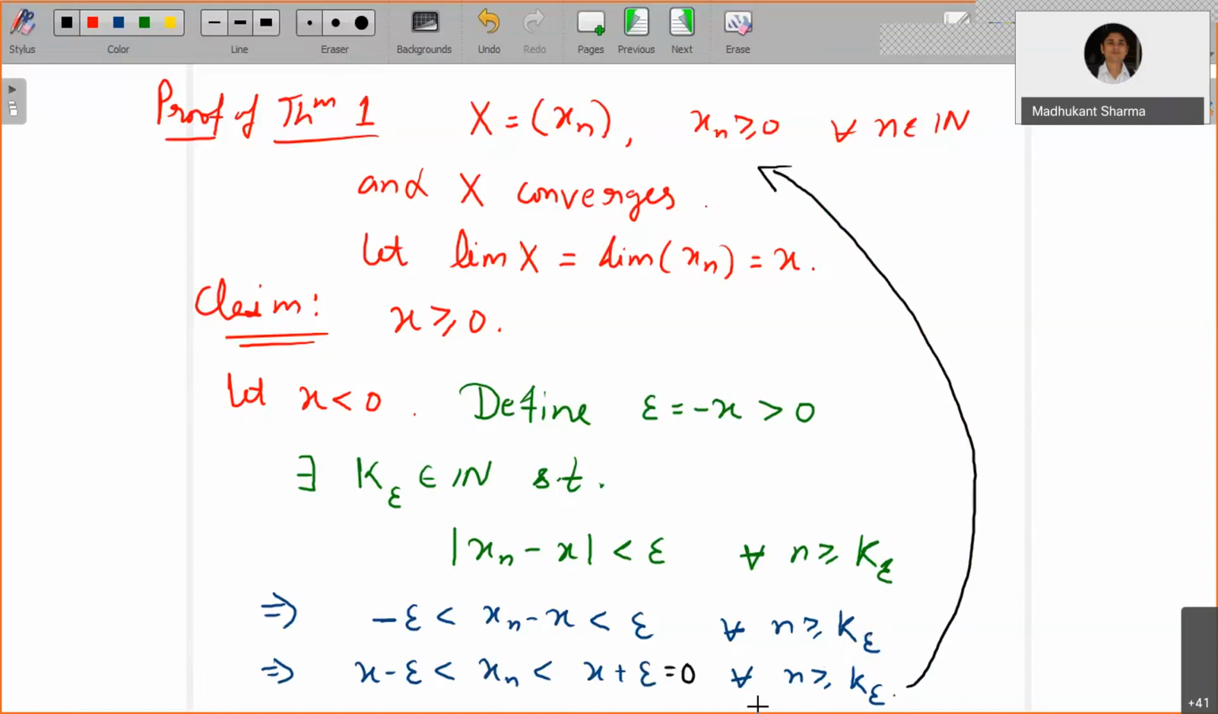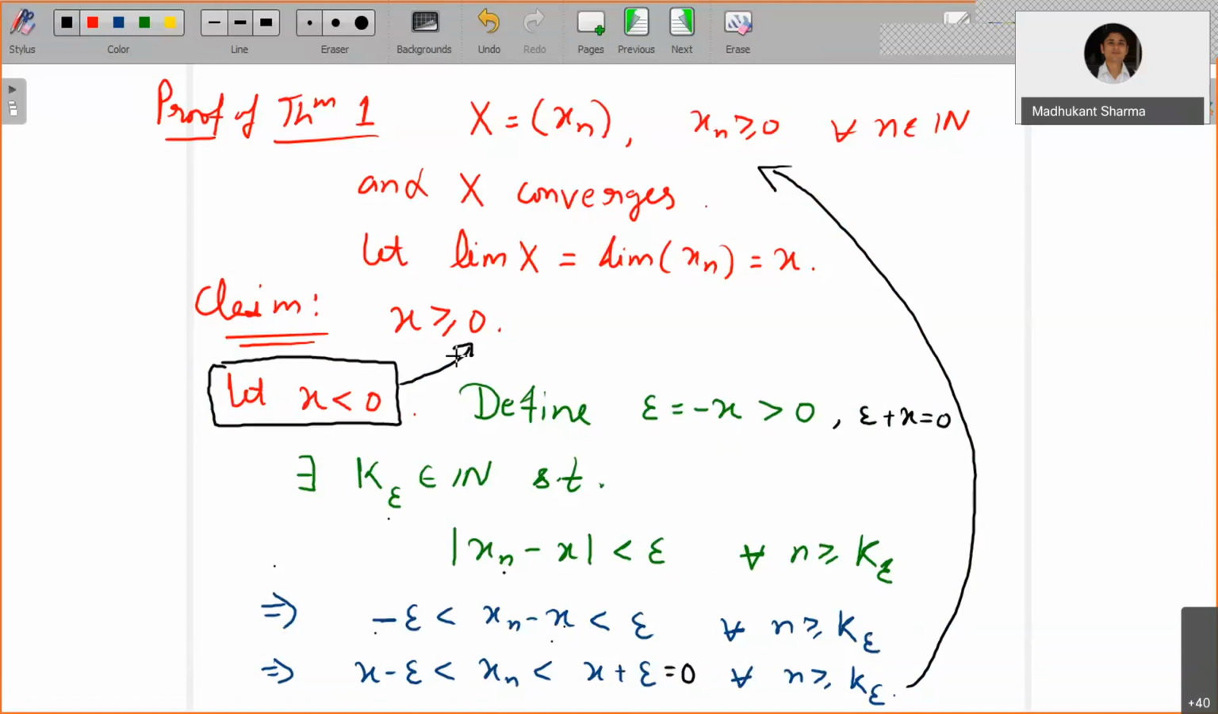But you have found afterwards that xn is strictly less than 0, which cannot happen because you have been given that xn is greater than or equal to 0. This happened because of your assumption that x is less than 0. So this cannot be possible. This tells you that your claim holds true, that x is greater than or equal to 0.